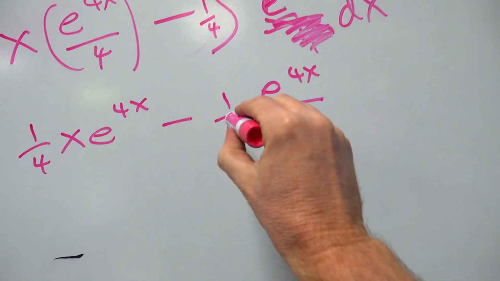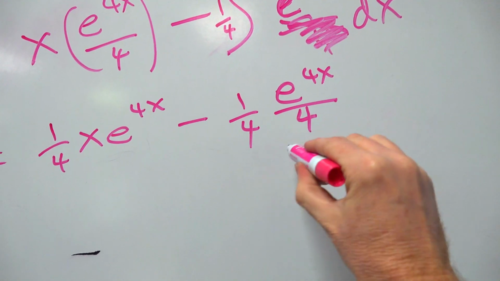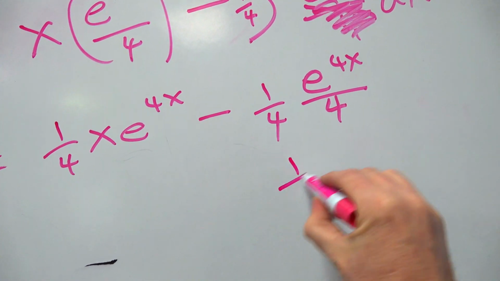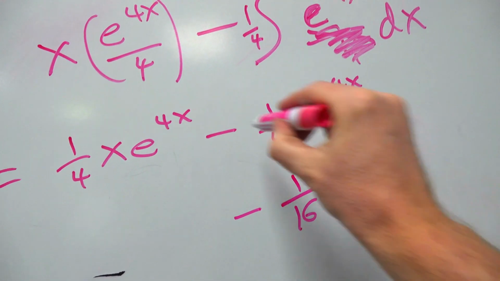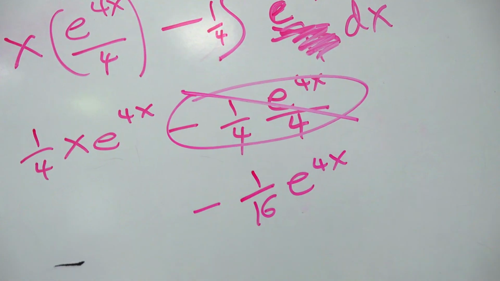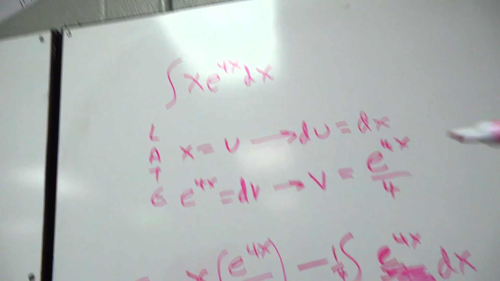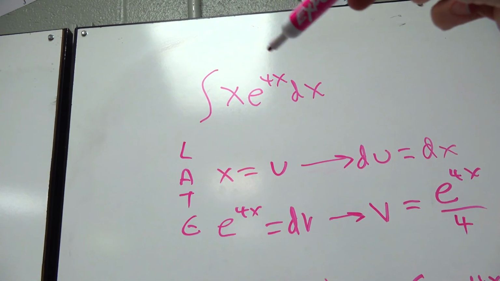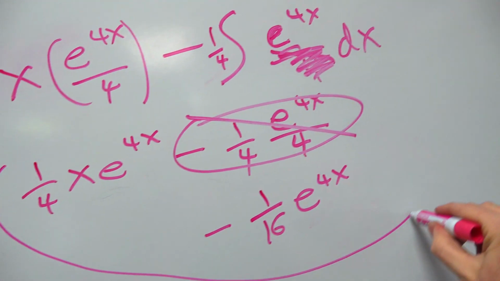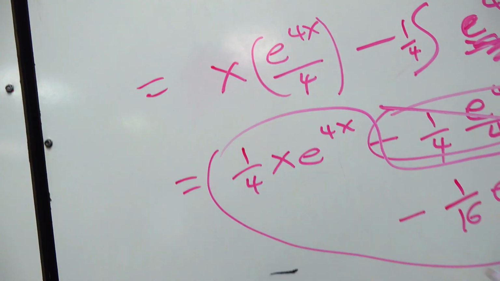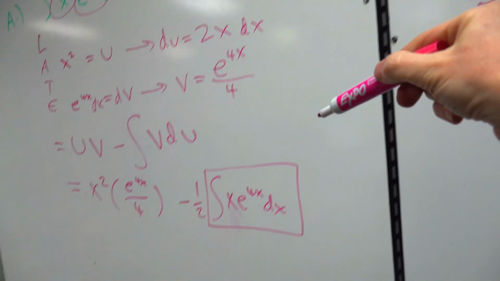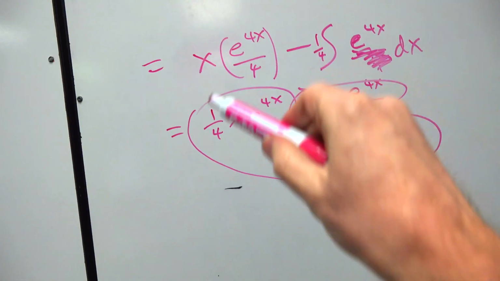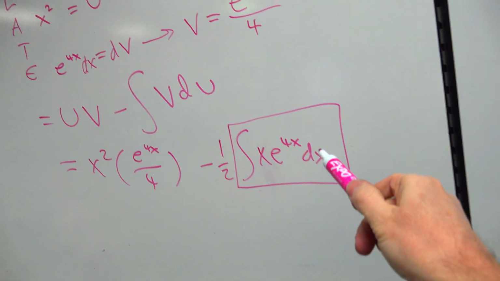Well, I guess you could do this. You could make this 1/16. See the 4 times 4 right there? So if you want to do that, let's just make that 1/16 e to the 4x and a minus, and I'll just take this circle and cross it out, okay? So the integration of e to the 4x times that x is all of this right here. Now, all of that will replace this, which was in the box. So all this must go into the box right here.